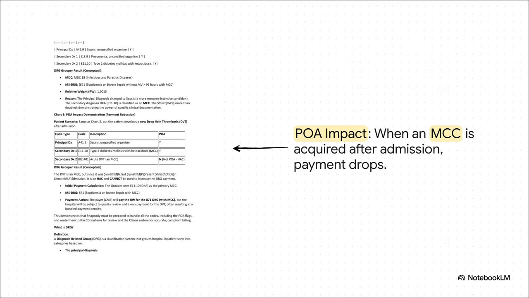However, because it happened after admission, the POA indicator flags it as a hospital-acquired condition, or HAC. Under CMS rules, this completely drops your payment tier. You cannot use a complication that the hospital caused to artificially inflate the DRG payment. It's a pretty brilliant quality control measure built right into the coding logic, don't you think?